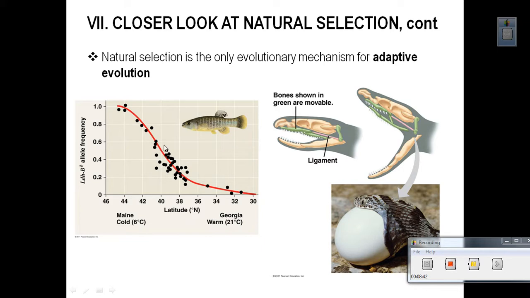Now, two things that can have an impact on adaptive evolution are genetic drift and gene flow. You can imagine genetic drift and gene flow could increase the frequency of alleles that improve the match, but neither does so consistently. Genetic drift can cause allele frequency to increase or decrease. Gene flow may introduce alleles that are disadvantageous. So those can have an impact on this as well.